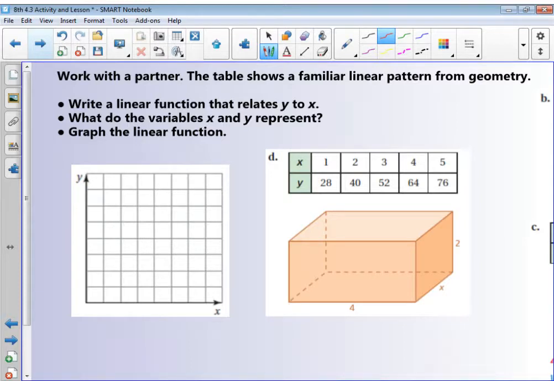Okay, so for our x's, we've got 0 through 5. So 0, 1, 2, 3, 4, and 5. And for our y's, we've got 28, 40, 52. It looks like they're going up by, what, 12 every single time? So we could do every box worth 12, maybe? 12, 24. I don't think I'm going to get high enough. Well, we'll try it. So 12, 24, 36, 48, and then 60, 72.